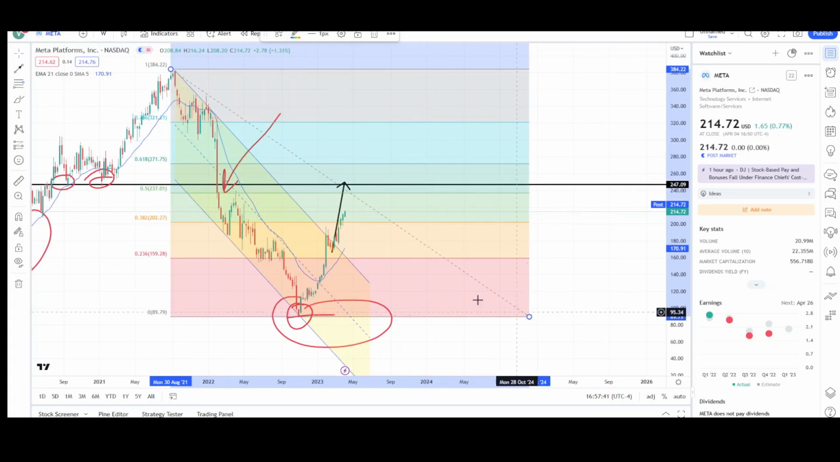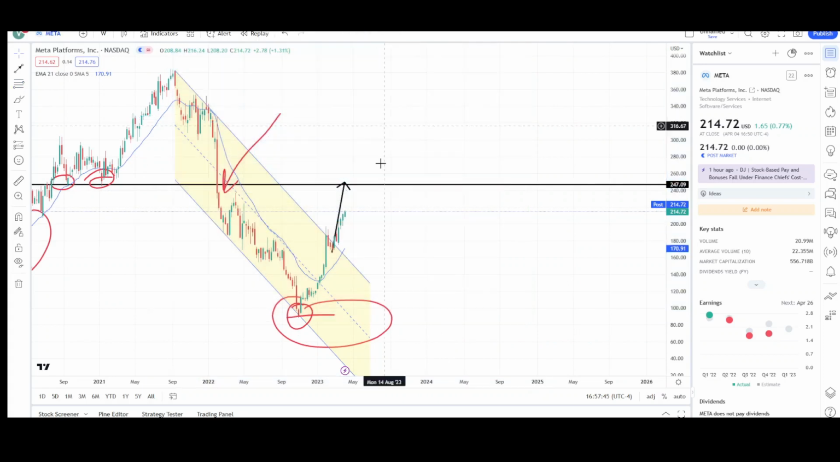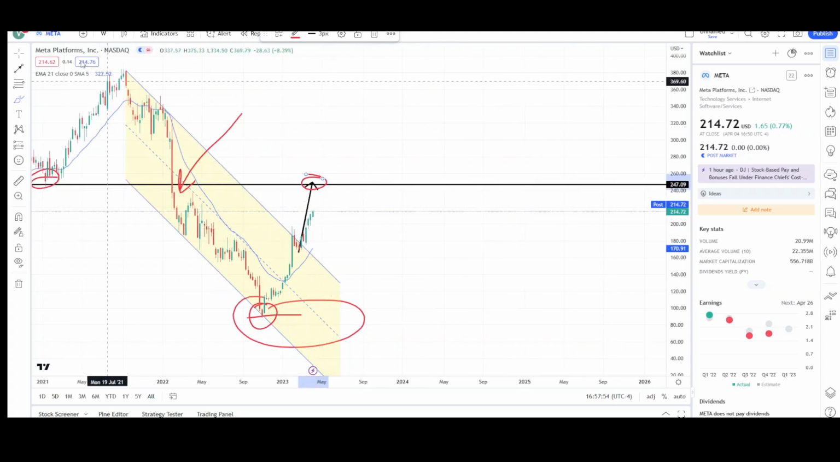So you can see that 50% is right at the 237. So somewhere around here we might see a decent sized correction from Meta Platforms. But as right now, I'd be expecting higher prices. Definitely no short setups or anything telling me that we can see a drop right now. I think as right now, probably gonna see higher prices.